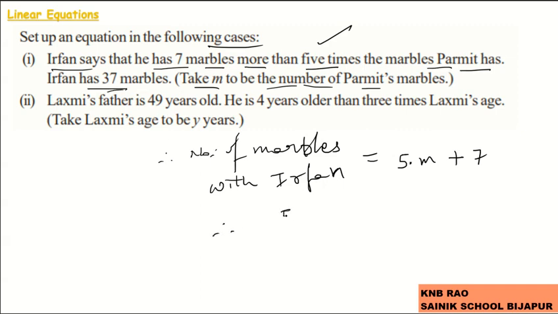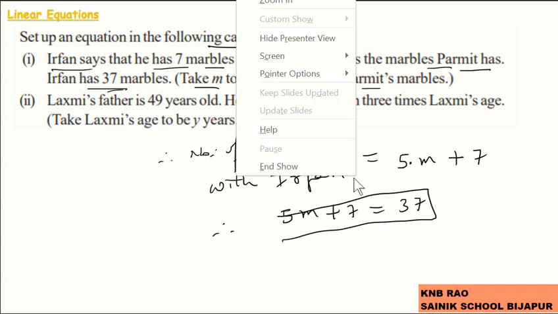So therefore this 5m plus 7 equals 37 becomes the number of marbles with Irfan, and this gives you an equation.